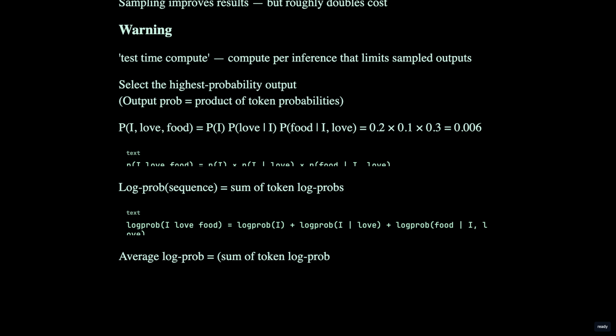If you simply sum token log probabilities, longer sequences usually get a lower total because log probs are negative, which biases selection toward short outputs. Dividing the summed log prob by the sequence length gives the average log prob, a length-normalized score. After sampling many outputs, choose the sample with the highest average log prob. This is the method the OpenAI API uses.